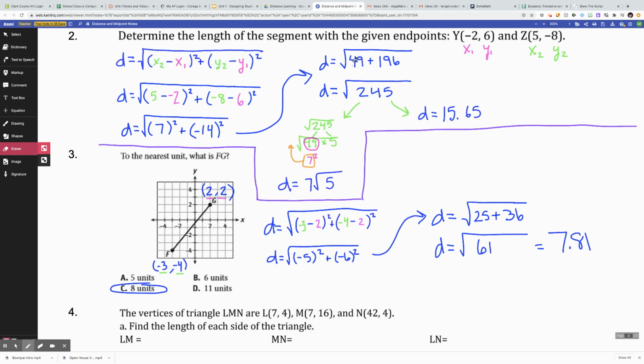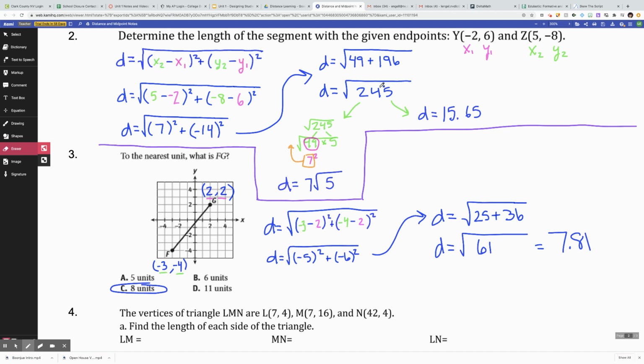7 squared is 49. -14 squared is positive 196. Remember, squaring something gets rid of a negative sign. Always, always, always. So be careful. If your calculator gives you a negative number, it's probably because you keyed something in incorrectly. When you square something, it's always positive. Then I need to add these 2 together, and I got 245.